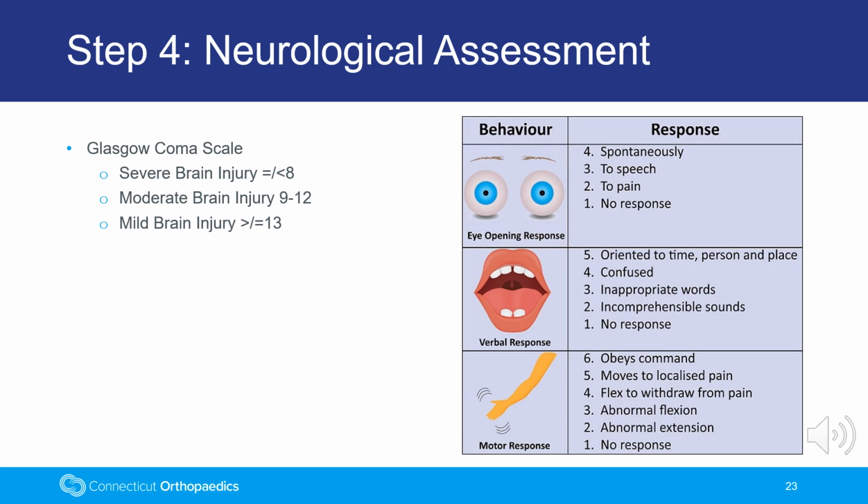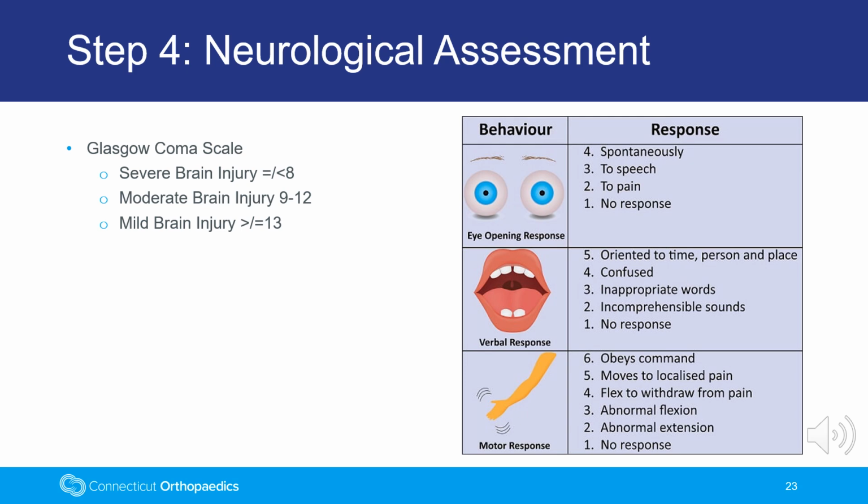Finally, a motor response is provoked and scaled as follows. 1 point for no response, 2 points for abnormal extension, 3 points for abnormal flexion, 4 points for flex to withdraw from pain, 5 points for moving to localized pain, and 6 points when they follow the command.